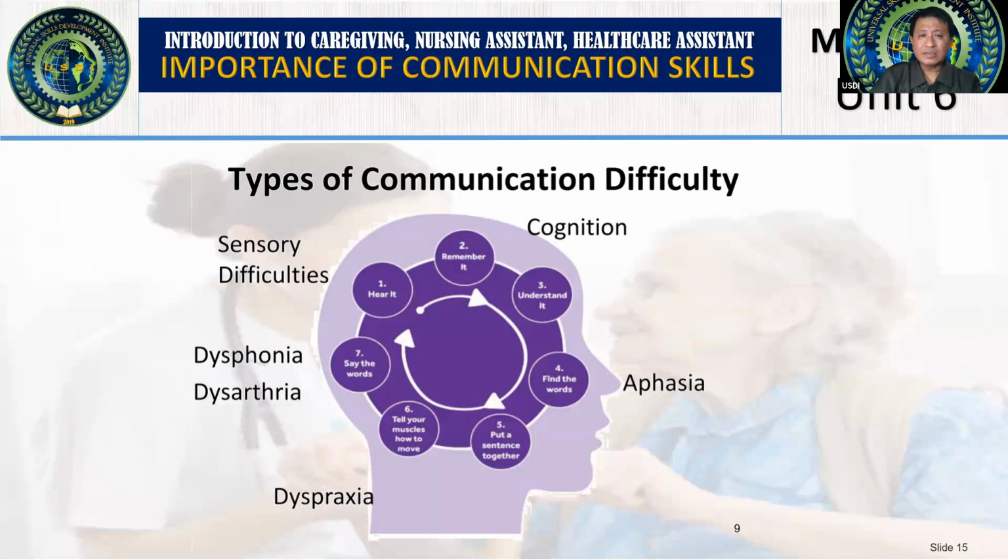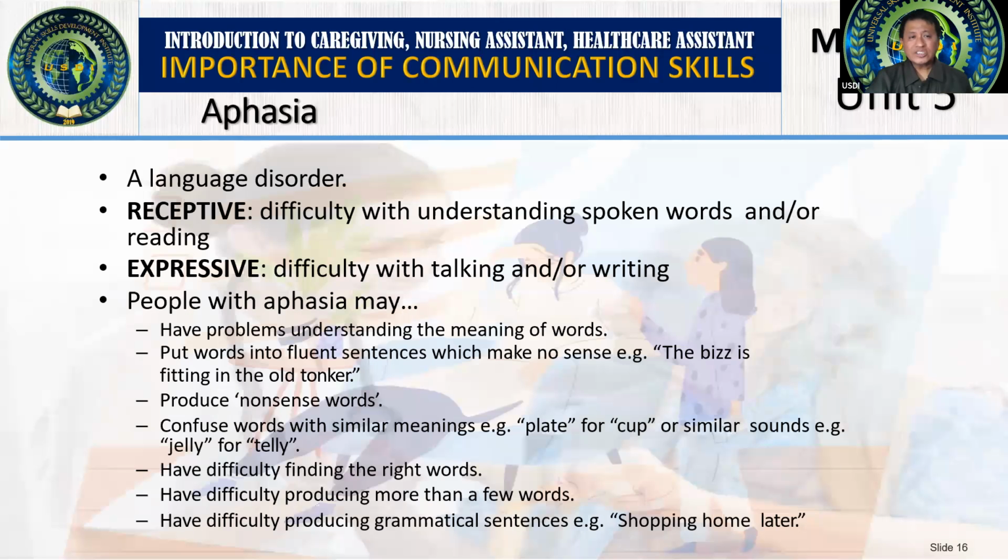Okay. So let's start with aphasia. Aphasia is actually a language disorder, receptive difficulty with understanding spoken words and or reading. Hindi niya alam ano sinasabi niya. Meron siyang language disorder kasi hindi niya masabi kung anong ibig sabihin nito. Difficulty with talking and or writing. Nahirapan siya magsulat at nahirapan din siyang makinig, no, at magsalita. People with aphasia may have problems understanding the meaning of words. Pag sinabi mong boy, iba ang meaning para sa kanya ng boy. So isa yan sa mga patients with aphasia.